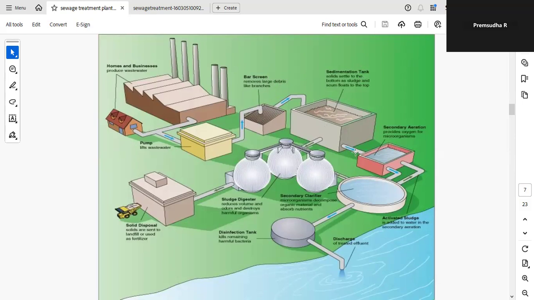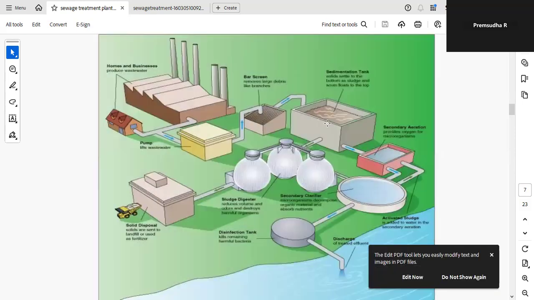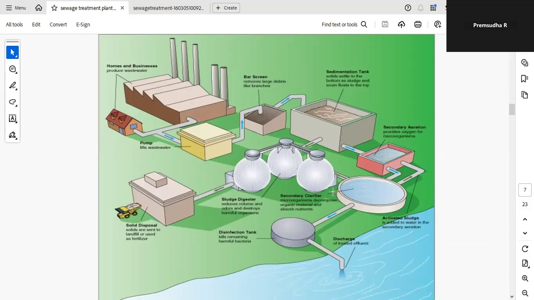After the sedimentation, the settleable particles settle here. So here the primary sludge is collected. Then secondary aeration, supply of oxygen. Then it is taken to the activated sludge process. Through the second activated sludge process, there will be the settling of sludge particles in the secondary clarifier. That is also collected in one pipeline and taken to the digestion chamber.